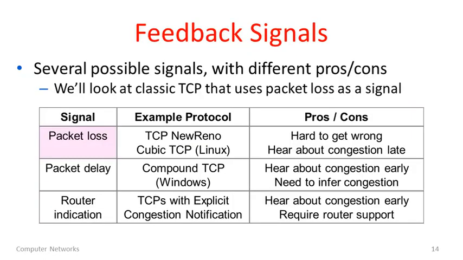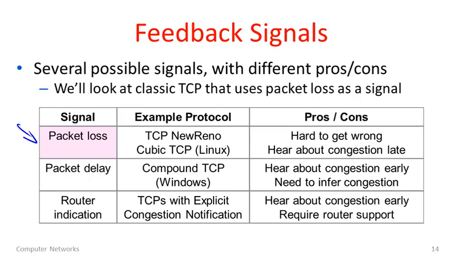Just to finish up this segment, I'll talk very briefly about feedback signals. We said the network gives you feedback, but I never really said what kind of feedback that was. Well, there are several different possible signals that you might use to get feedback from the network. They all have their different pros and cons. One of the signals you might use is simply packet loss. If packets are lost, that's really a signal from the network that it's congested because the queues are filled up. That's how packet loss occurs. I've listed here in the middle column just some examples of transport protocols that use this signal as part of their congestion control scheme.